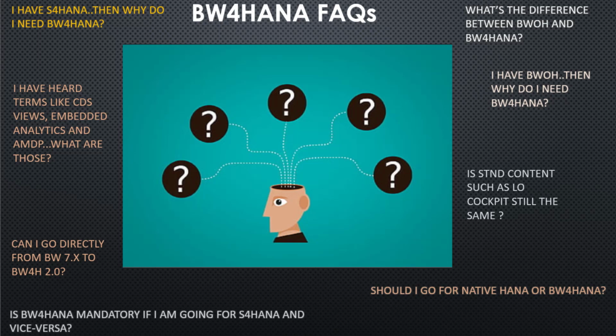Can I go directly from BW 7.x versions to 2.0 directly? Should I go for native HANA based data warehousing or BW4HANA based data warehousing? Is BW4HANA mandatory if I go for S4HANA and vice versa? Well, a lot of questions like these we will try to answer here in this video.